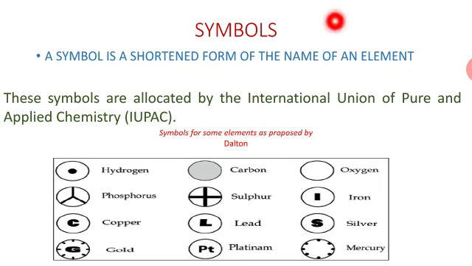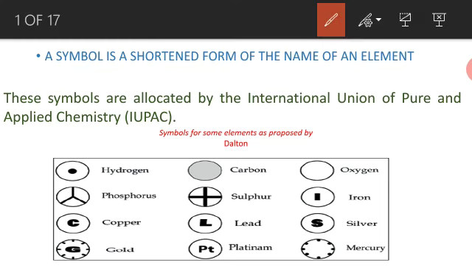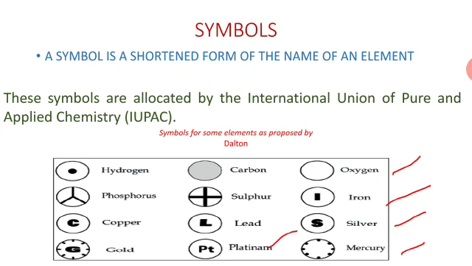Next, copper. Next, gold. Calcium, carbon, sulfur, lead, platinum, oxygen, iron, silver, mercury. But these symbols are very difficult to draw, so they are not used. They are only of historical importance.